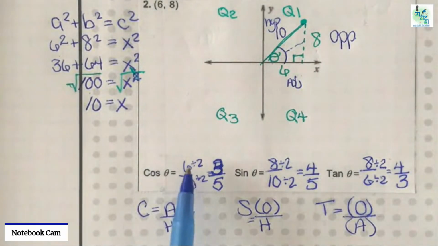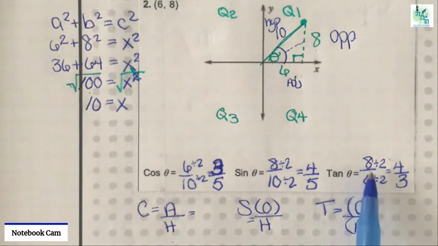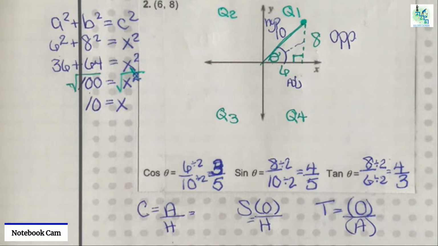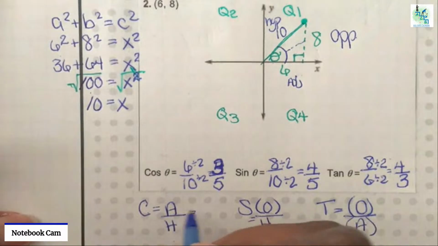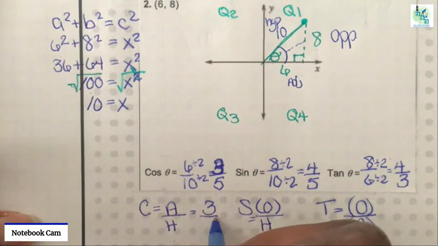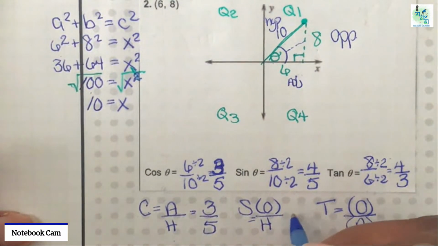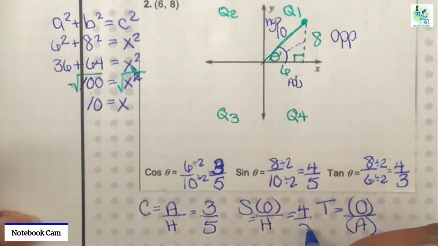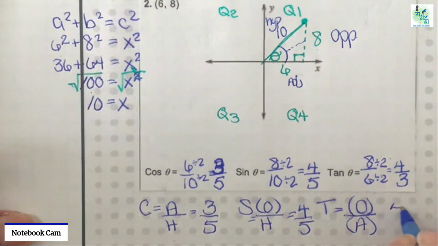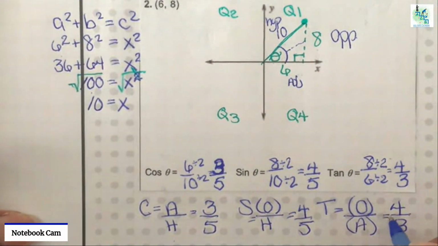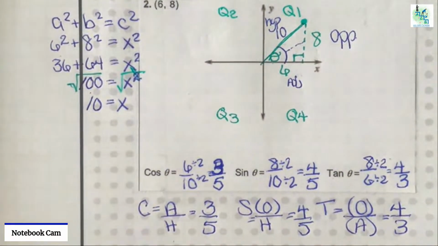Okay? When both the numerator and denominator are even numbers, I know they are divisible by 2, like 2, 4, 6, 8, 10, something like that. It's definitely divisible by an even number. All right? So for our cosine, we have 3/5. For our sine, we have 4/5. And for our tangent, we have 4/3. So SOH CAH TOA. All right.